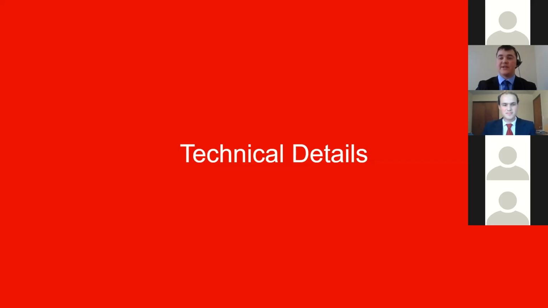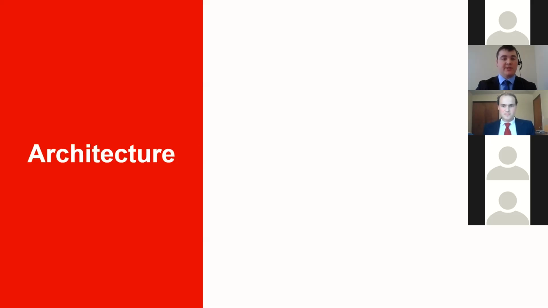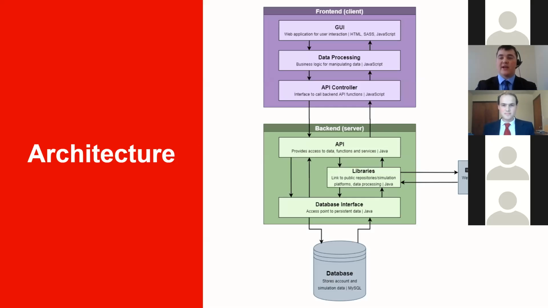Now I'll go into some of the technical details and implementation of our project. We'll start by looking at a high-level architecture of WetSpace. We have a 3-tiered architecture, so it's split up into the front end, the back end, and our database. On the front end, we have our GUI that you just saw, as well as a data processing module and an API controller to handle communication with our back end.